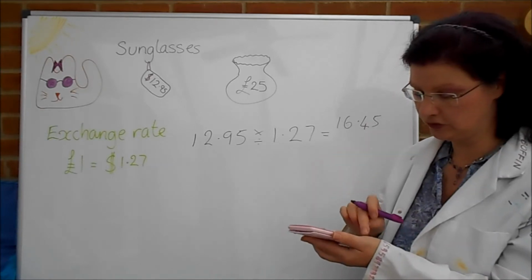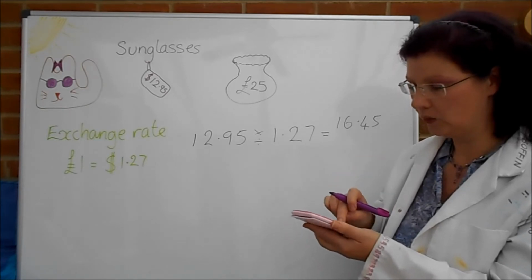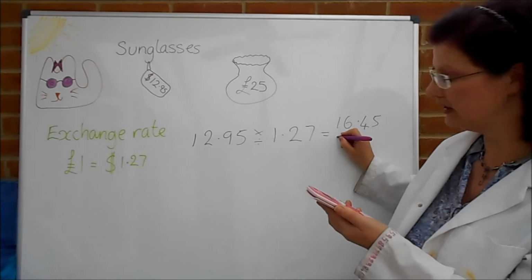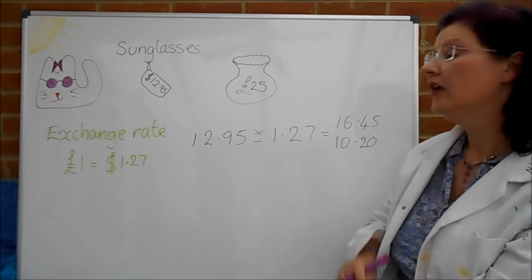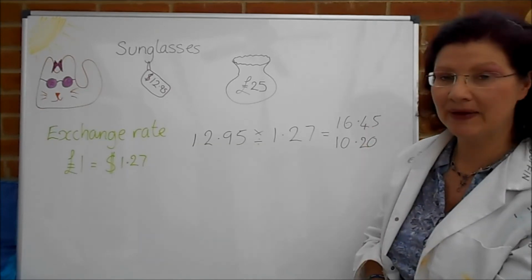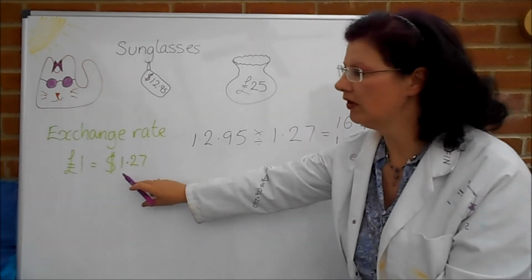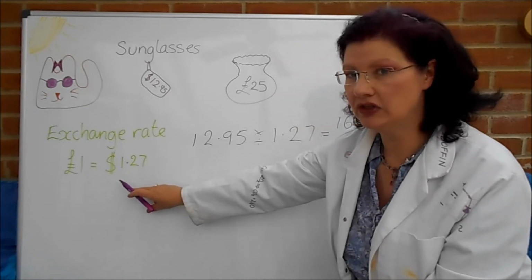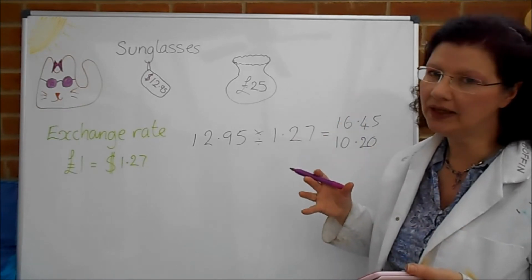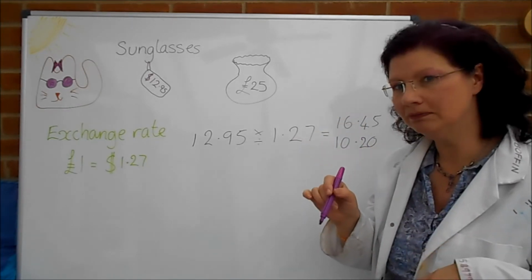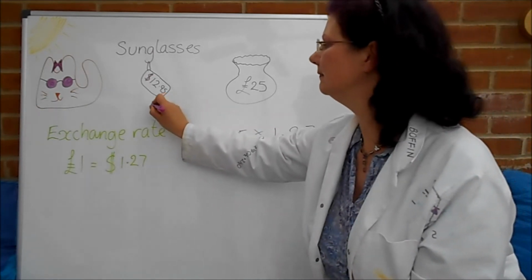On the other hand, if we do 12.95 divided by 1.27, we get, to two decimal places, 10.20. So it's either £16.45 or £10.20. Which is the right one? Well, having a look at this exchange rate, we see that a pound is bigger than a dollar. £1 is $1.27, so a pound is bigger. If a pound is a bigger amount of money, you don't need as many of them. So it must be that one, £10.20.